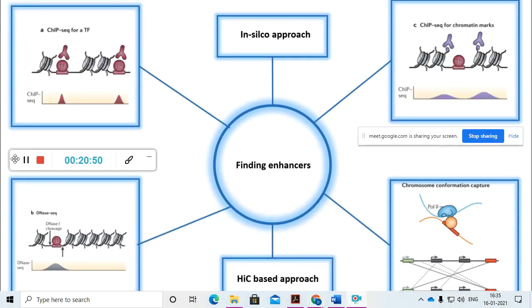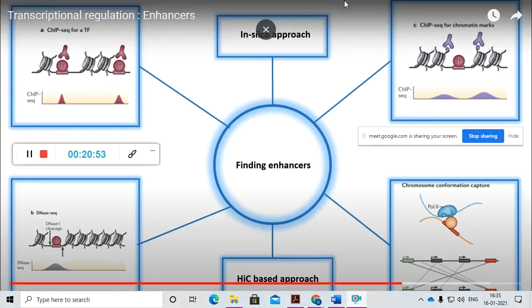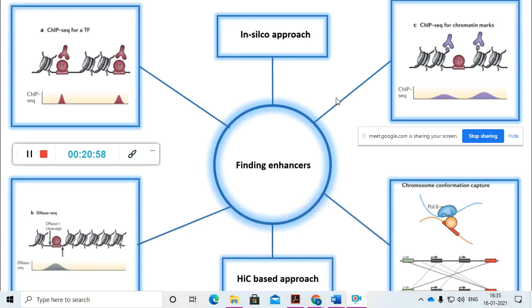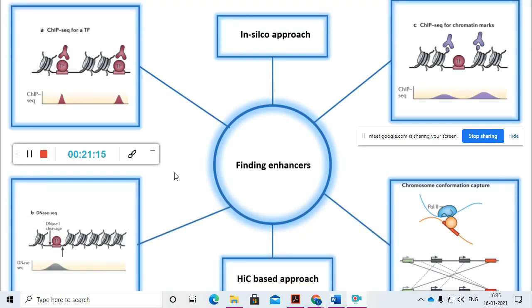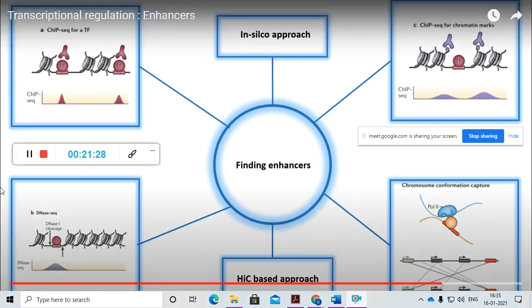So have you ever wondered how to identify this enhancer sequence? Now, if you know a certain transcription factor that binds to this enhancer region, then definitely you can pull down that factor with an antibody and then sequence the region where it binds. That would give you the enhancer sequence. Otherwise, there are many other approaches: bioinformatic approaches, histone modification-seq, chromosome conformation capture based approaches, and DNA-seq. All these are there to find the enhancer sequences.